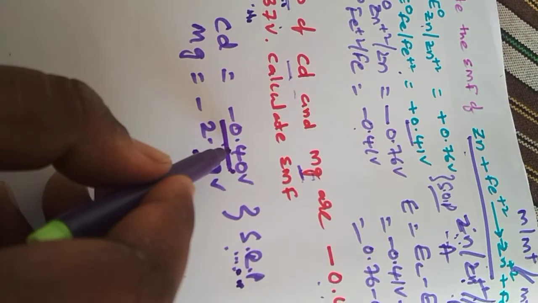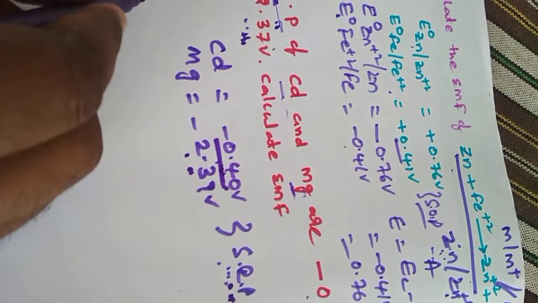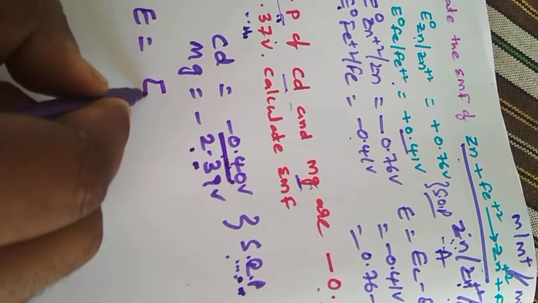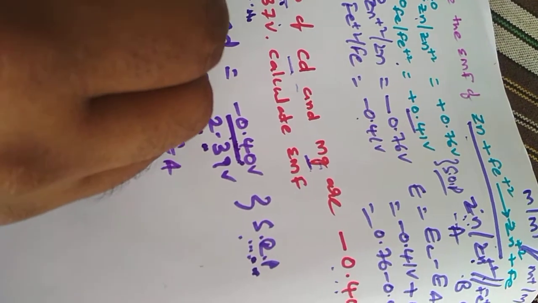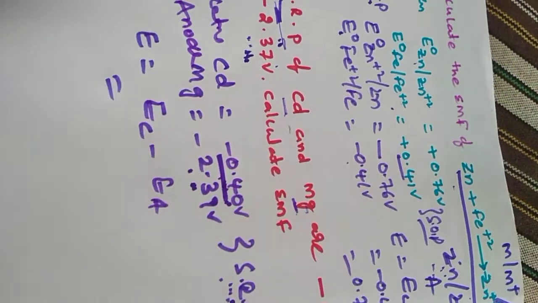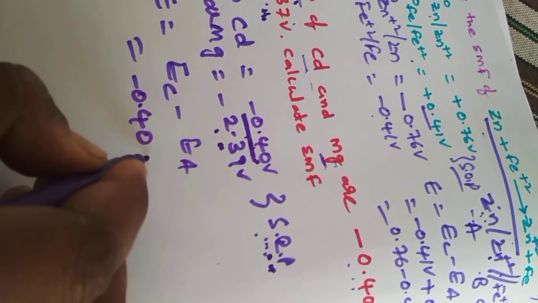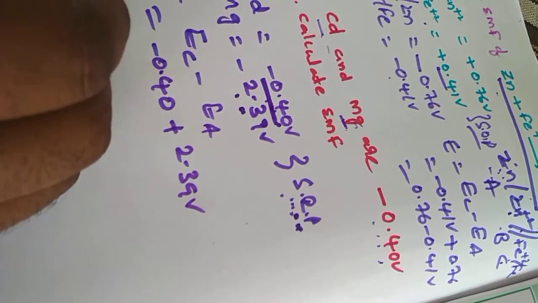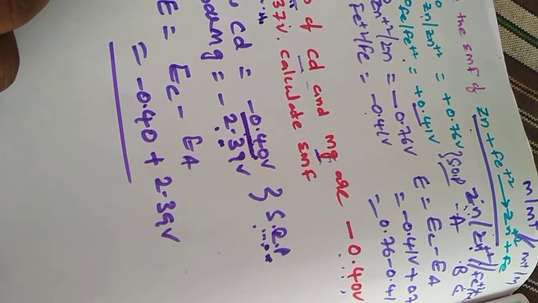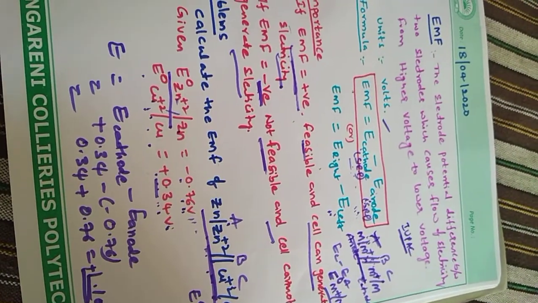Hence here cadmium acts as the cathode and manganese acts as the anode, and our EMF formula is E cathode minus E anode. Substitute the values: minus 0.40 minus of minus 2.37 volts. Simply, we can solve this problem in this way. So this is the topic and the problems to calculate the EMF. Thank you.